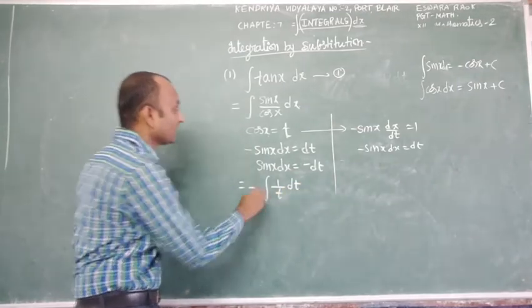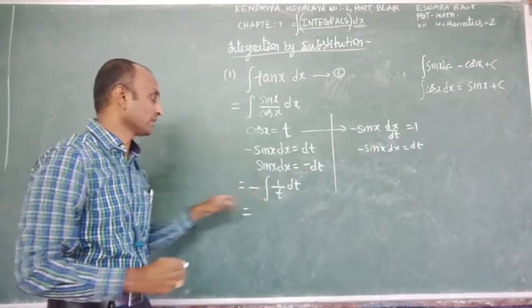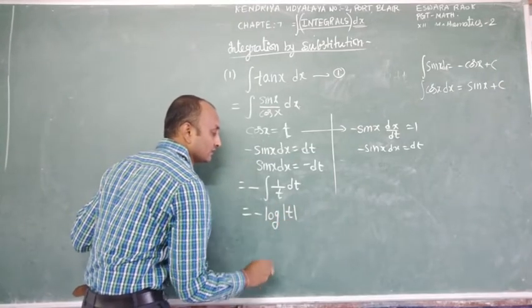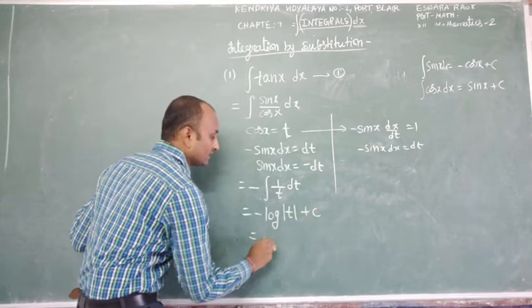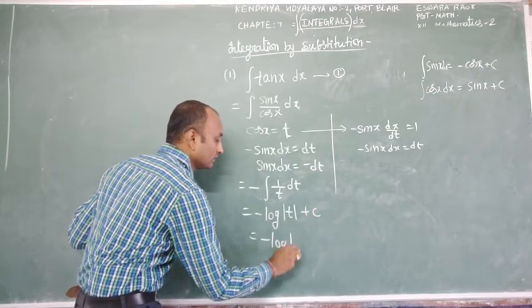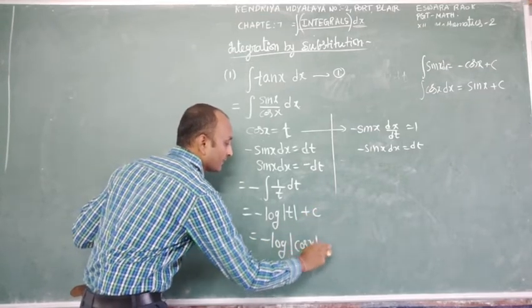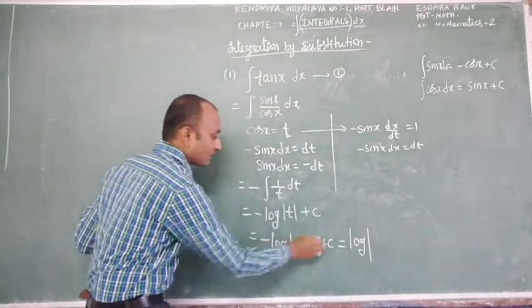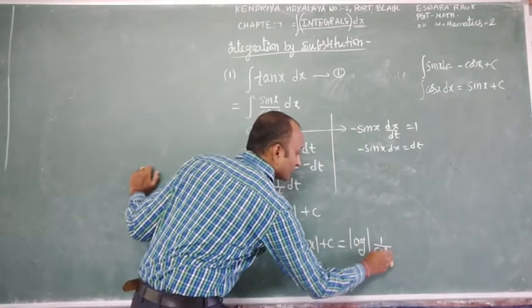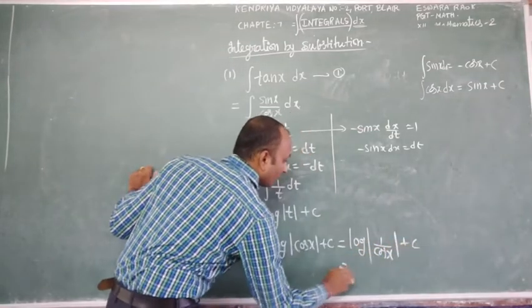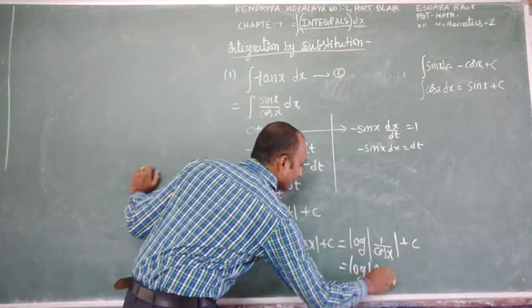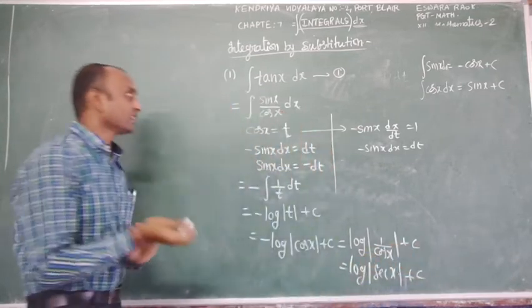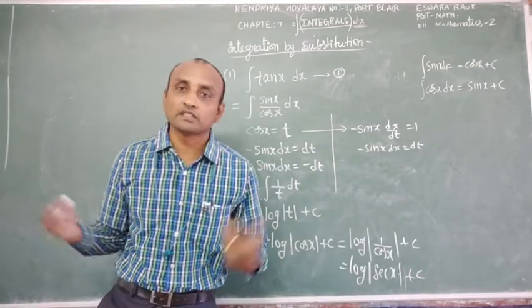So how did we get the minus? It is minus dt, that is why minus. Minus, what is the integration of 1 by t? Log mod t plus c. This can be written as log mod cos x plus c. This can be written as log mod cos x to the power minus 1, which is 1 by cos x, plus c, which is log mod secant x plus c. The formula for integration of tan x is log mod secant x plus c.